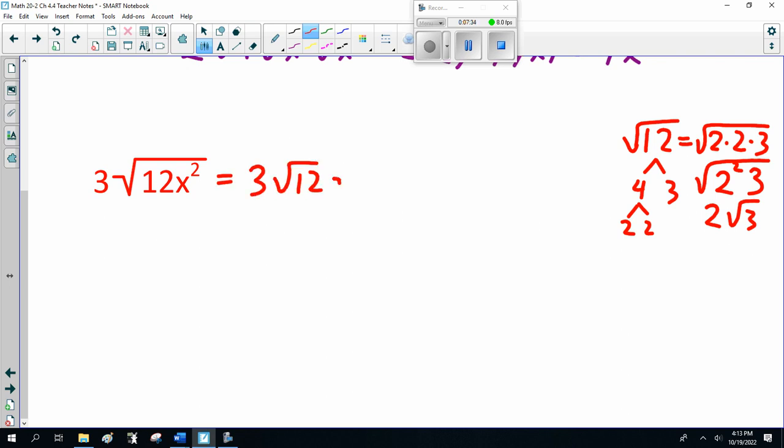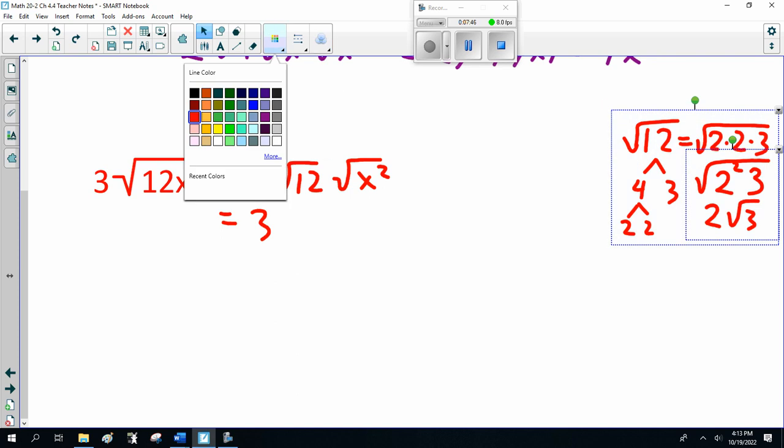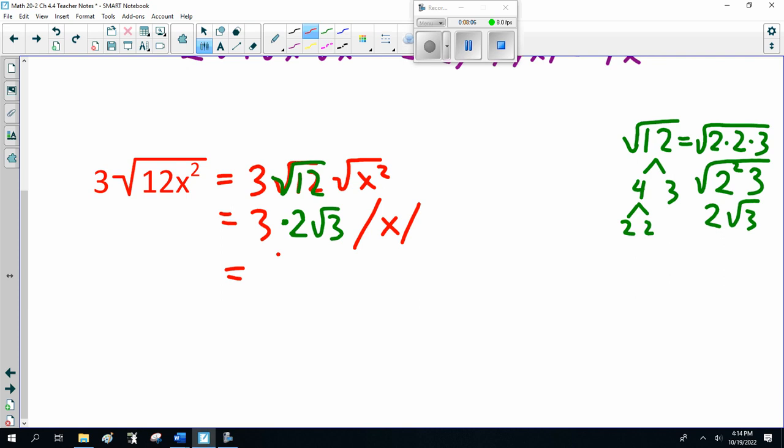3 square root 12 square root x squared. Now, we just showed over here, I should change the color. Square root of 12, I'll make that green. So that root of 12 here, I can write as 2 square root 3. And the square root of x squared is the absolute value of x. So that's 6 square root 3 times the absolute value of x. And once again, this can get messy, so 6 absolute value of x root 3.